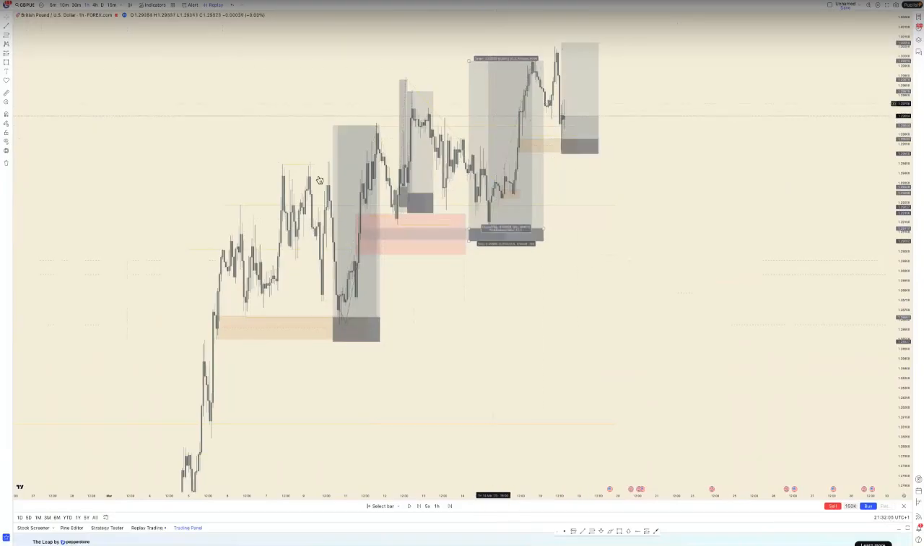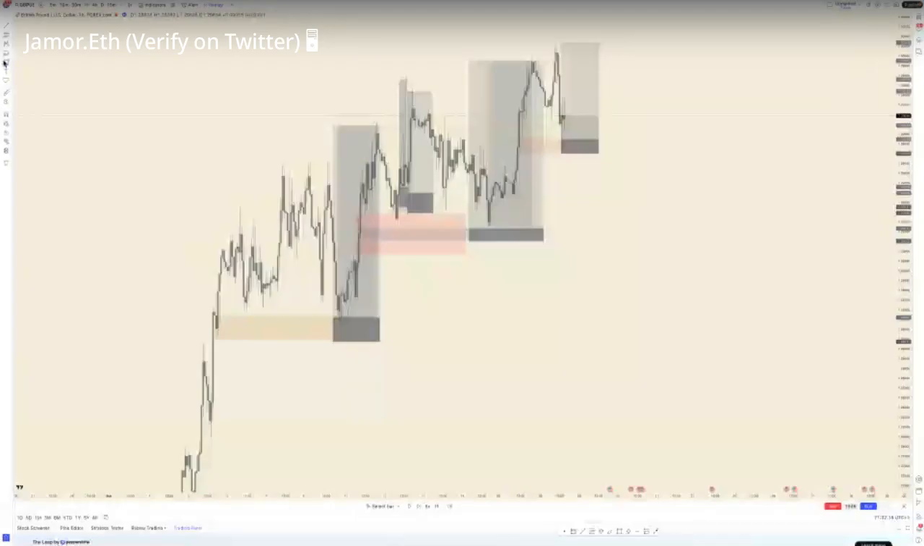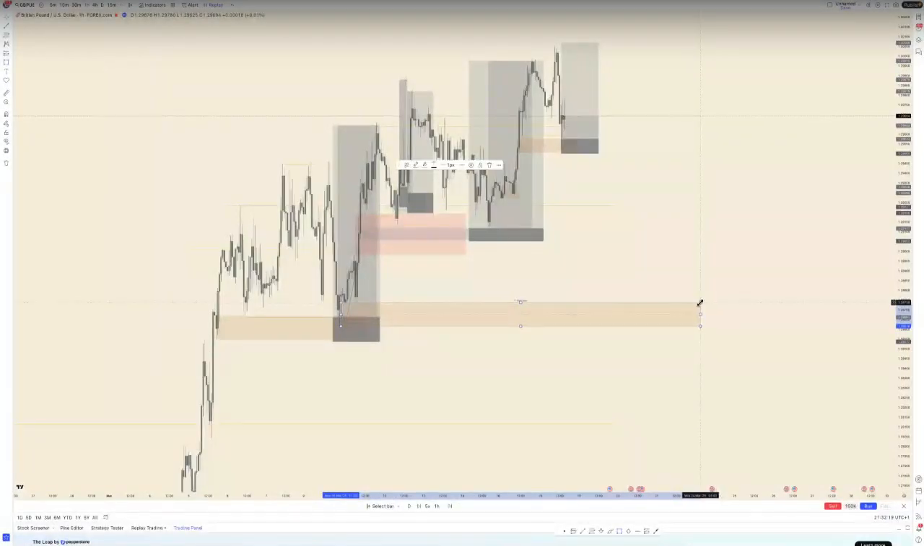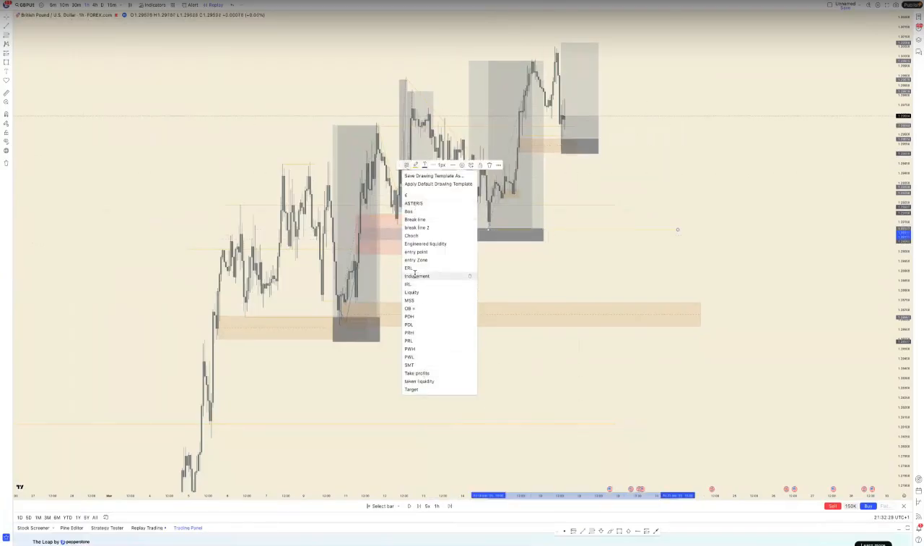If this zone holds at all, this is where I'm hoping for them to come down to. Let me just see the other block. And this one is supposed to be the first one. This one is okay. Change it to this color.